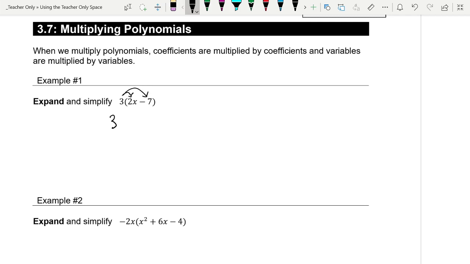So this is 3 times 2x minus 3 times 7. And that, of course, is going to simplify down to 6x minus 21. And you've been doing that, like I said, since about grade 8.